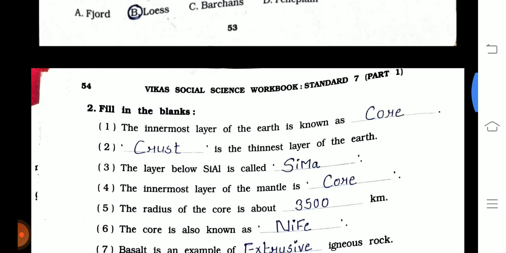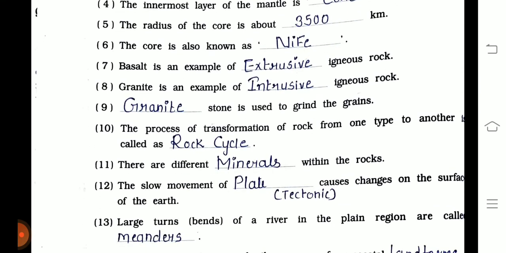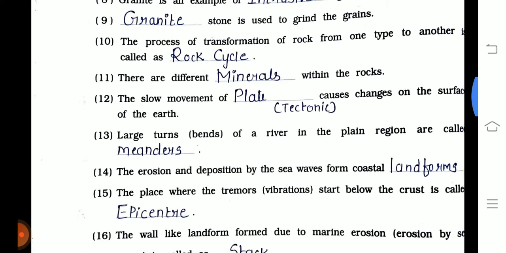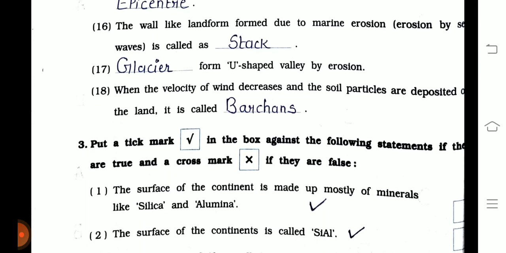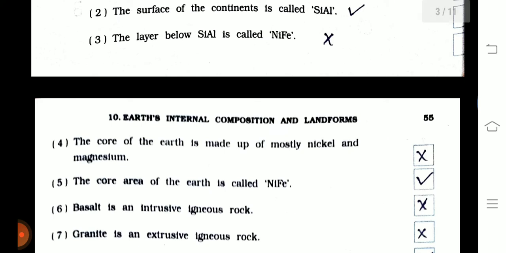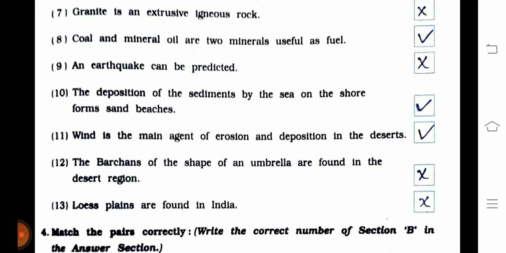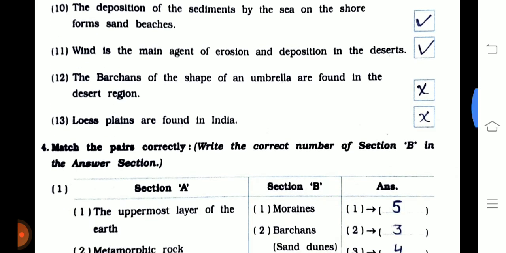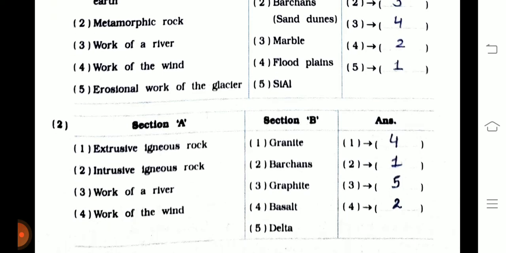Question number two is filling the blanks. The seventh one is plate tectonic. Question number three is put a tick mark, true or false. Question number four is match the pair. First one answer is 5 3 4 2 1. Second one is 4 1 5 2.